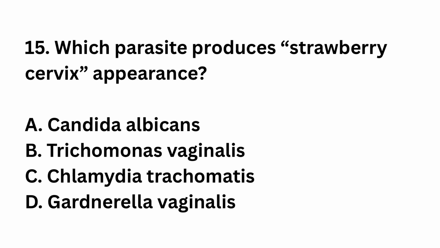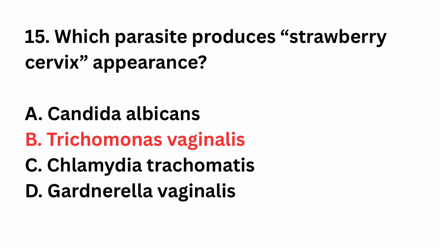Question number 15. Which parasite produces strawberry cervix appearance? Candida albicans, Trichomonas vaginalis, Chlamydia trachomatis, Gardnerella vaginalis. The right answer is option B, Trichomonas vaginalis. Cervical petechiae, often called strawberry cervix, is characteristic of trichomoniasis. It is seen on speculum examination.